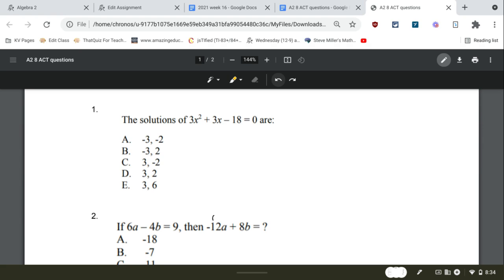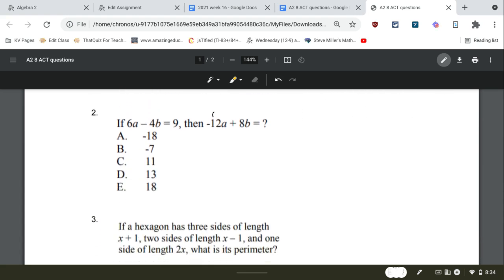What they want you to do on this one is solve it by factoring or using the quadratic formula. So just divide this equation by 3 and you'll get x squared plus x minus 6, which you can solve by factoring, right? This will factor, and then you can set the factors equal to 0 and solve for x. Okay.